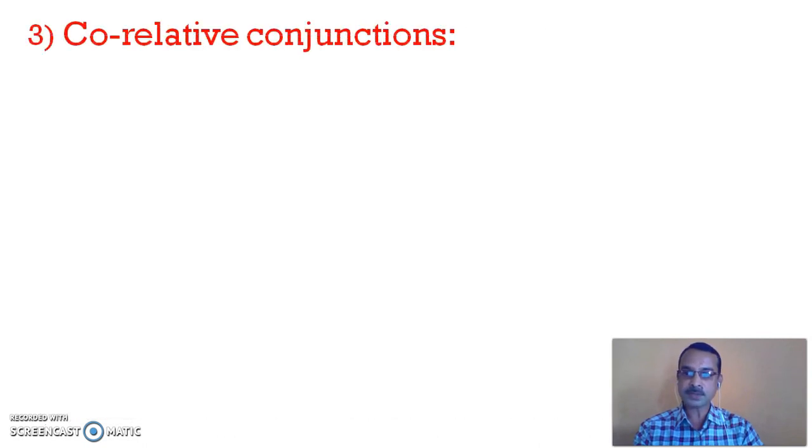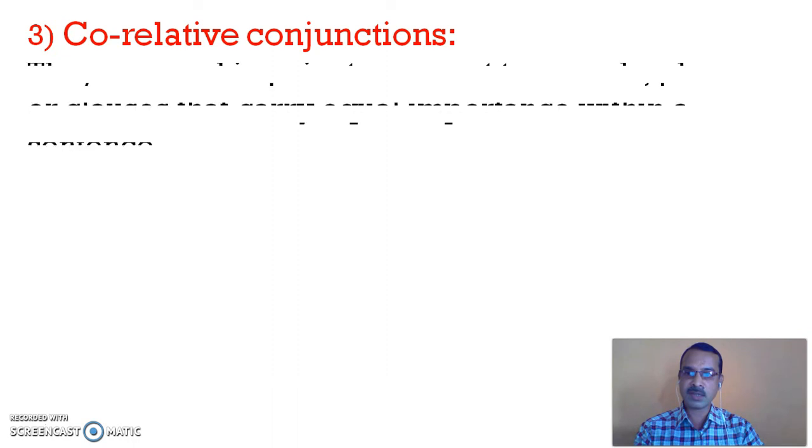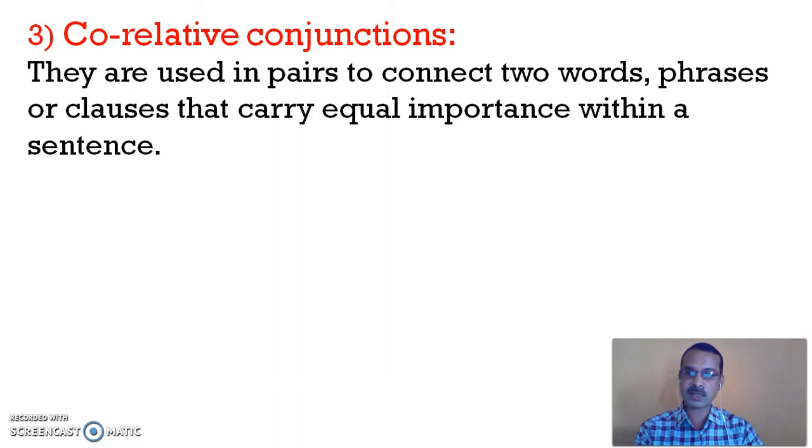Now another category is correlative conjunctions. It is nothing but another variety of conjunctions. They also join two words, two phrases or clauses that carry equal importance within a sentence. Look at these words. Equal importance within a sentence is important.